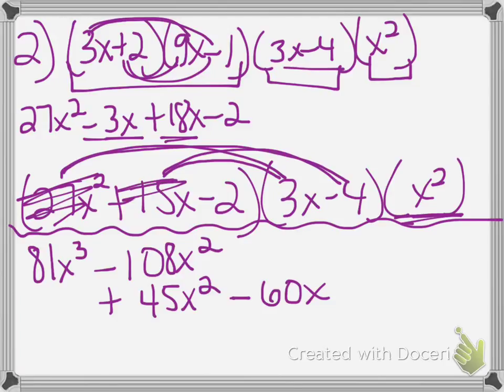Now at this time, I have handled everything being multiplied by 15x. So now I'm going to do negative 2 times 3x, which gives me a negative 6x. And that's where I lined up my linear terms. And then I have negative 2 times negative 4, which gets me a positive 8. And so now what I'm going to do is go ahead and combine all of my like terms.